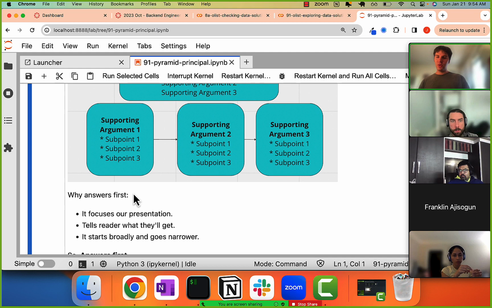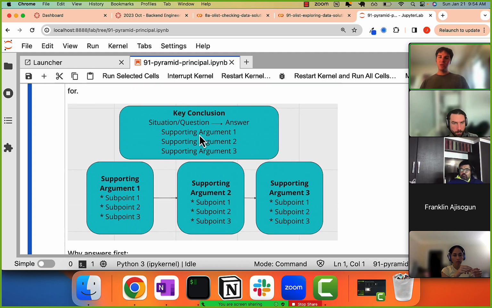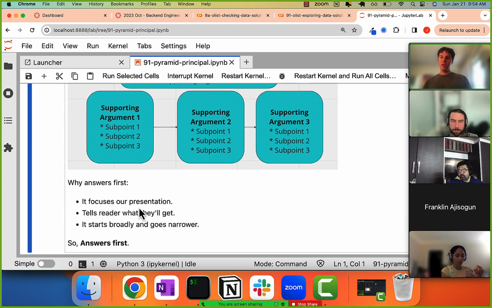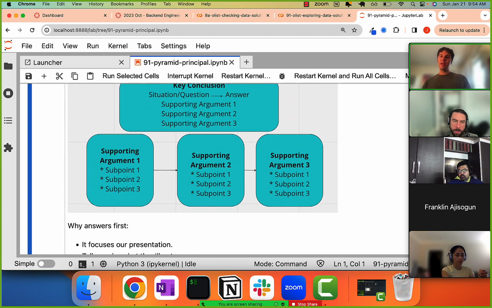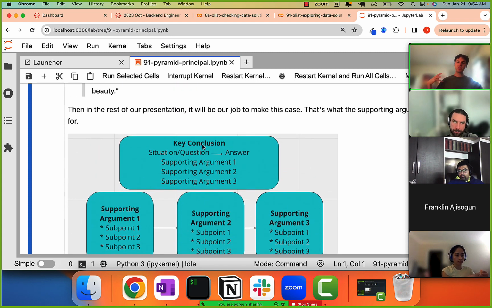So why answers first? It focuses our presentation, right? We don't have to talk about all of the analysis we've ever done on this topic, or even all of the analysis we've done the past week. We're only including information to support our conclusion, right? It tells the reader obviously what they'll get, and it also has this approach of starting broadly and then going narrowly, right? You want to get everyone on the same page.